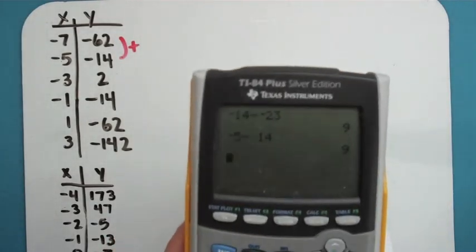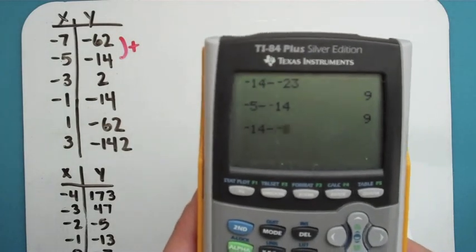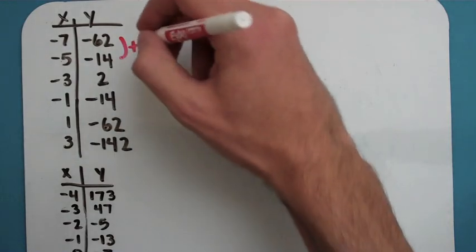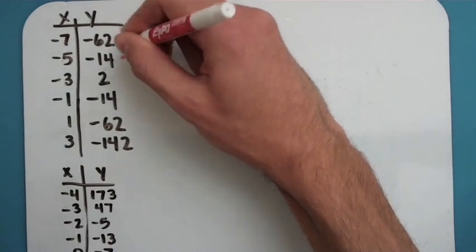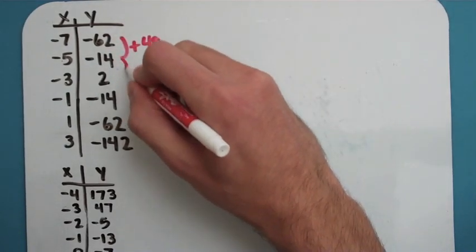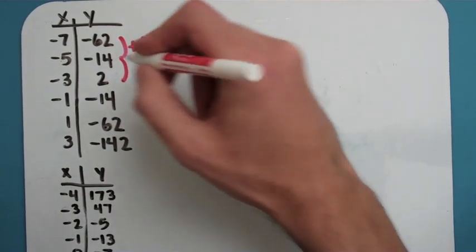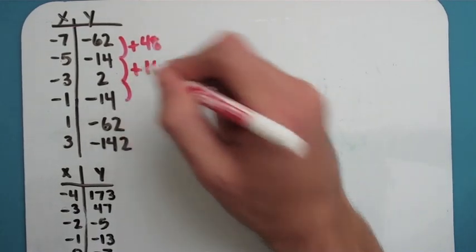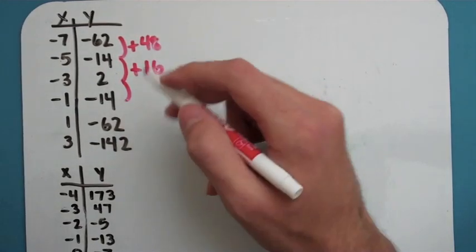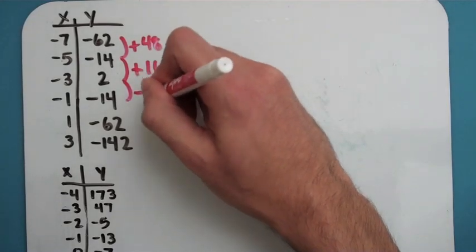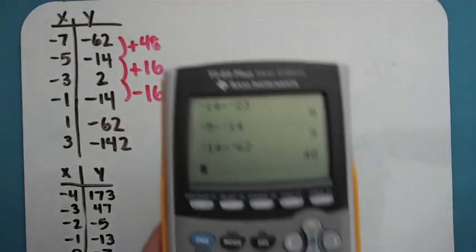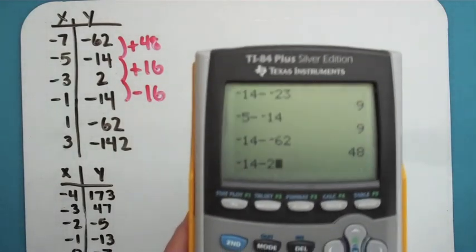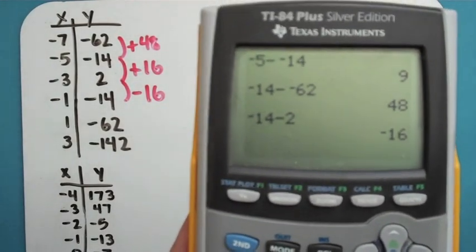All you do is negative 14 minus negative 62. And my calculator gives me a 48 here, which makes sense because if you go up 48, you will get to here. For my next number, negative 14 to 2, this one I'm going to do mentally. That's just going to be going up 16. Then I go from 2 down to negative 14. That's actually going to be going down, so that's a negative 16 right there. I went down, so it's negative. And again, if you check that, negative 14 minus 2, you do in fact get negative 16.